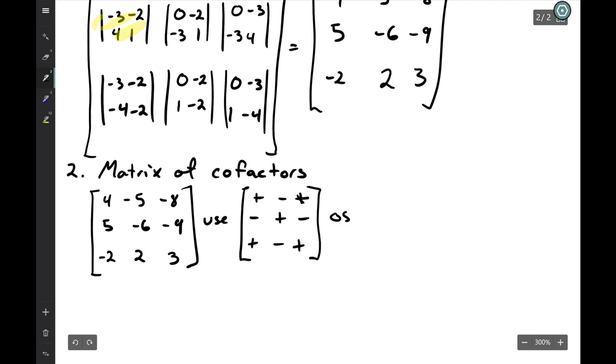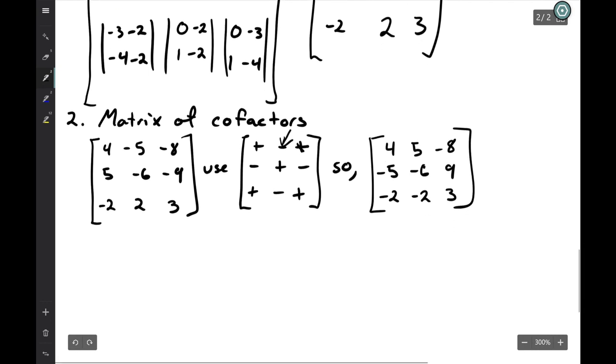Okay, so actually write that in the right order. So your matrix of cofactors is going to be 4, 5, -8. So that means flip the sign, not make it negative or make it positive. This here just means flip the sign. Okay, so you got 5, -5, -6, 9, and then -2, -2, 3. Okay, so there's your matrix of cofactors.